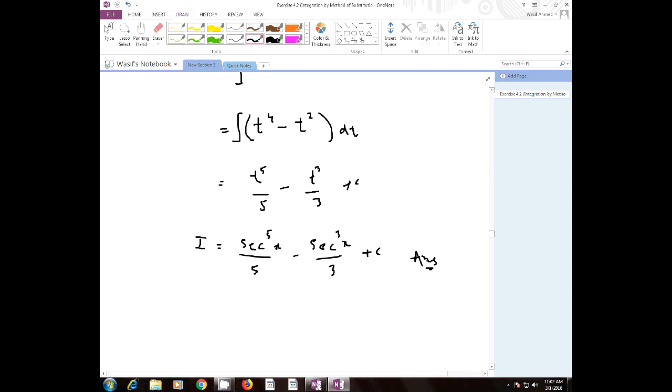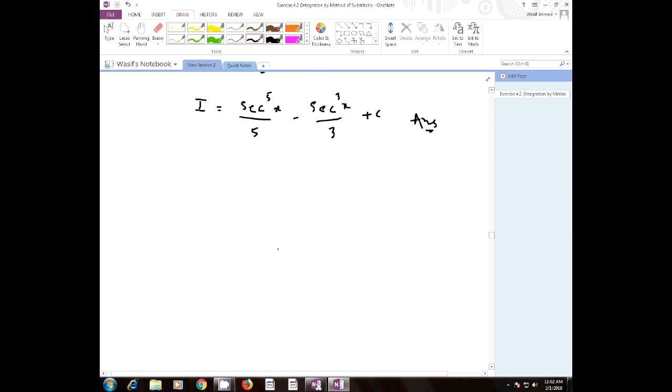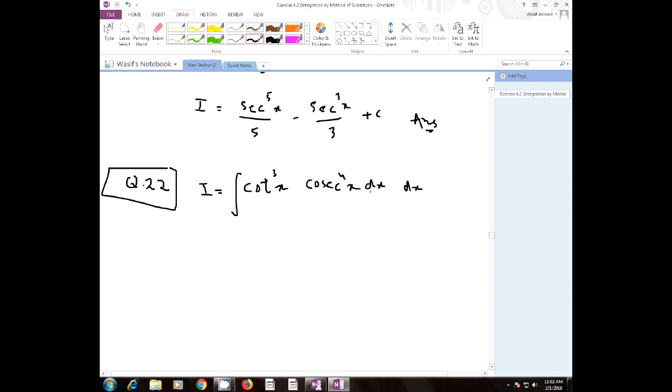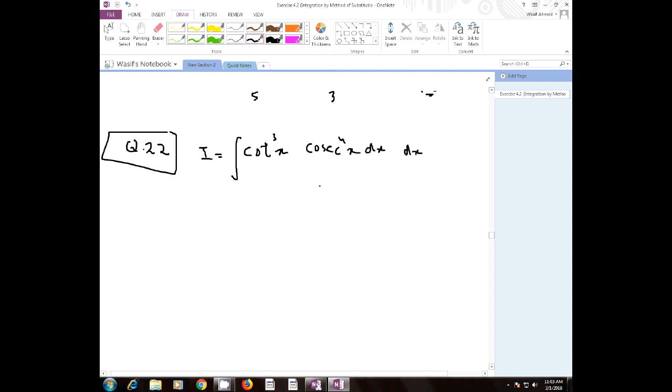Next question, number 22, is of the very same kind, and you can do it by yourself. In this question, you have to integrate cot cube x cosecant 4 x dx. This question is your homework assignment. You may have to do it by yourself.